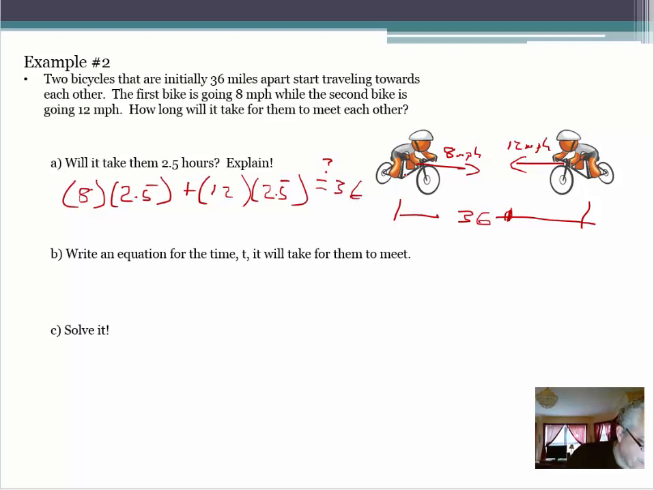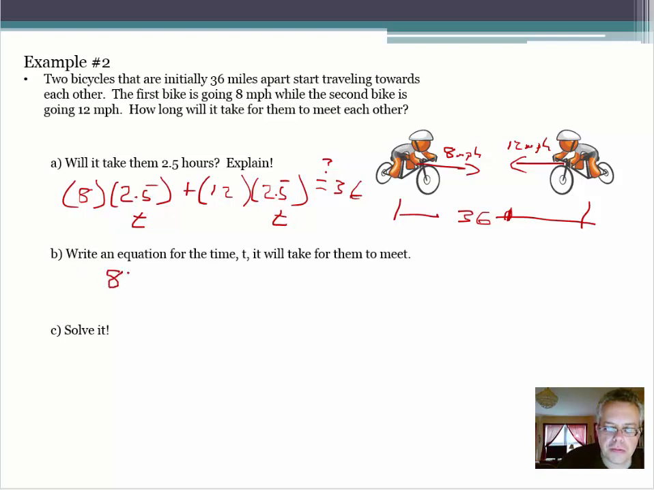Okay, let's check it out. It ends up equaling 50. So that's too much. This can't quite be right. So it's not 2.5. But just like the last problem, let's look where we put our time. We put it in two places. The time occurred there in the first term and here in the second term.